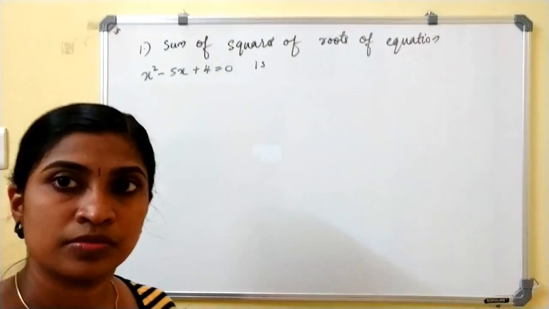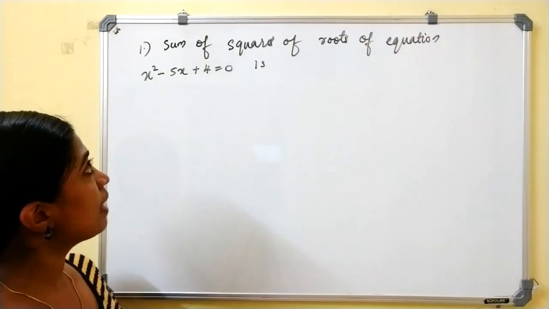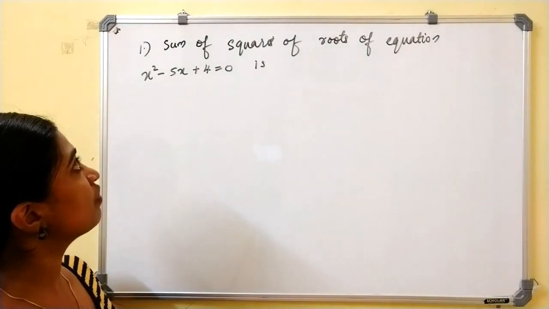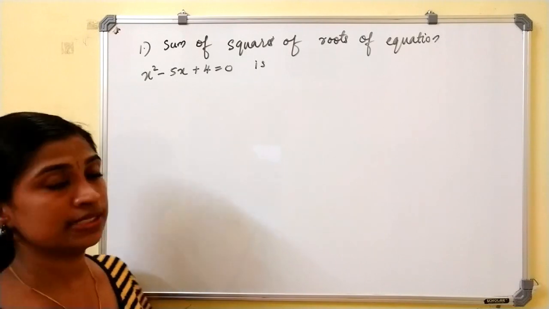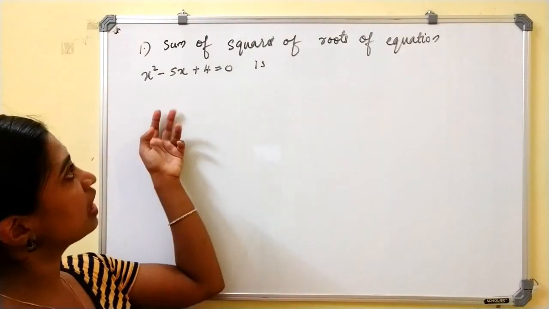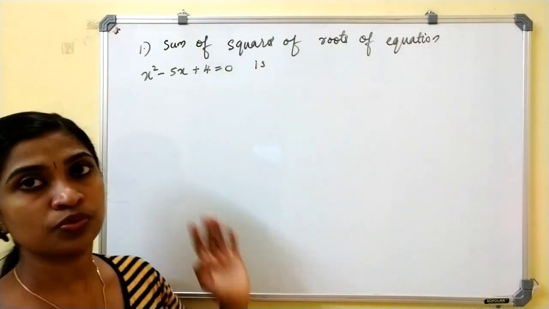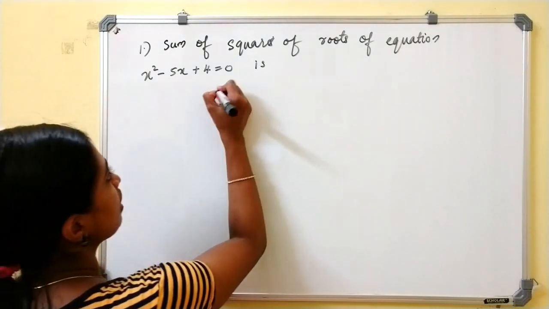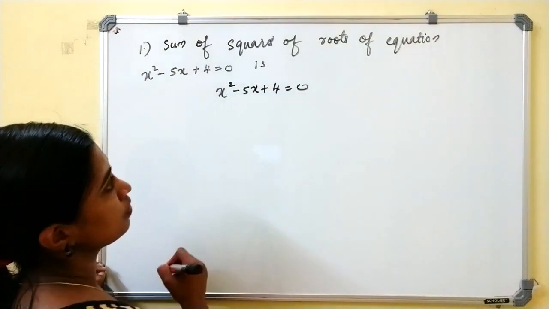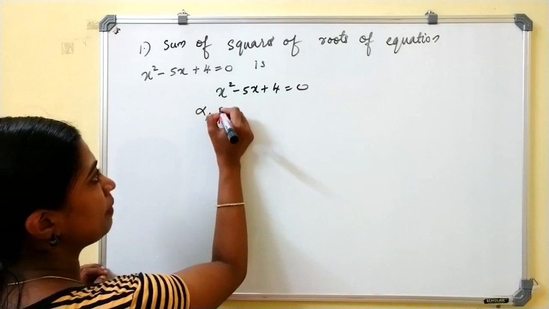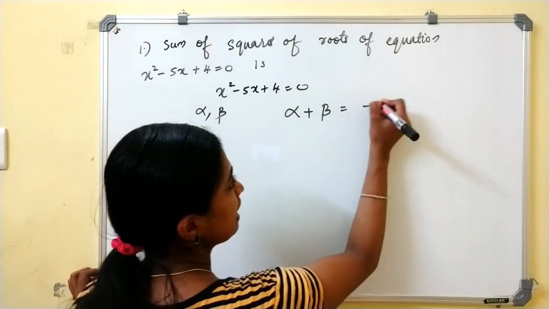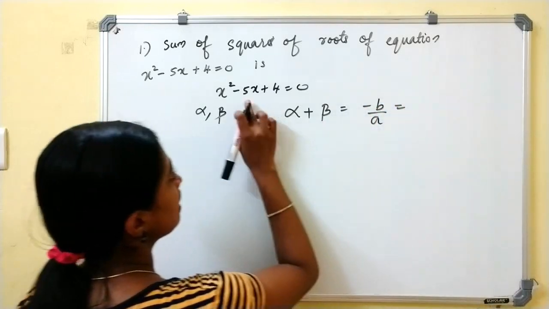Next question. This is the first question. Sum of squares of roots of the equation x square minus 5x plus 4 is equal to 0 is. This is one of the previous questions. Here we are asked to find the sum of squares of roots of this equation. This is a quadratic equation, x square minus 5x plus 4 equal to 0. Let alpha and beta be the roots. And we have learned that sum of roots is equal to minus b by a. Here b is minus 5.